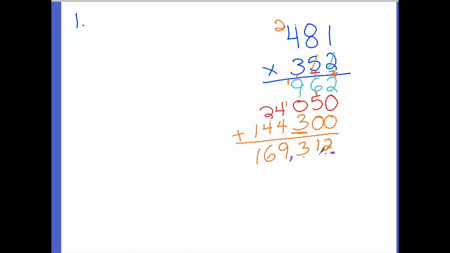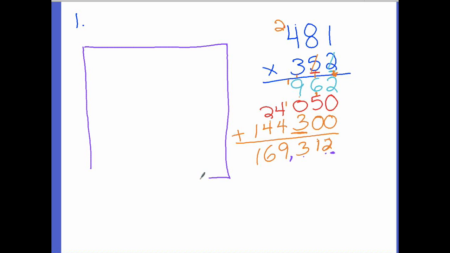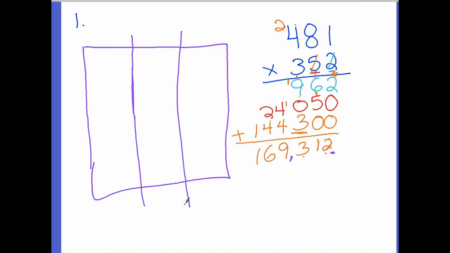Who can do an area model on this for me? Maybe I should draw a stick. I think I'll draw a stick. I think that's what I'll do. I'm going to just write this number over here to remind myself of what the answer was.